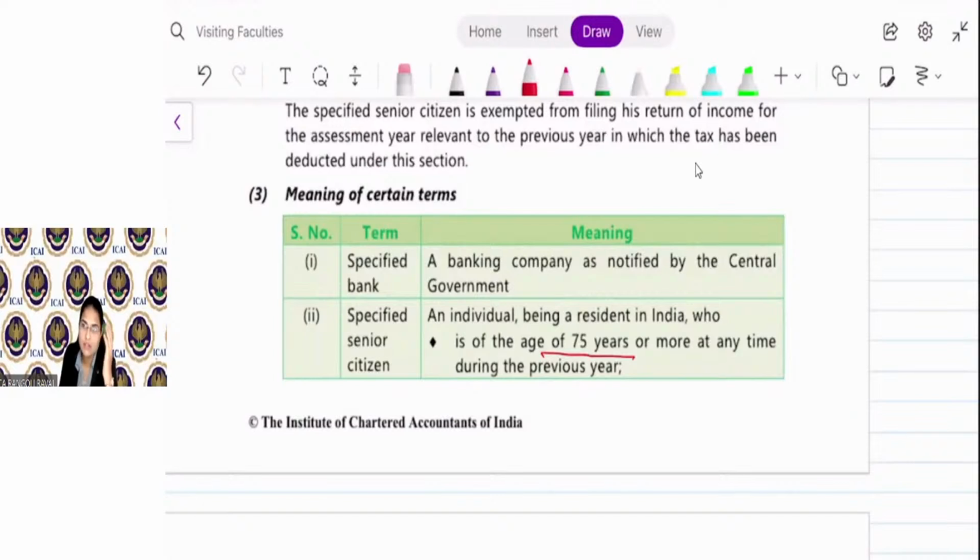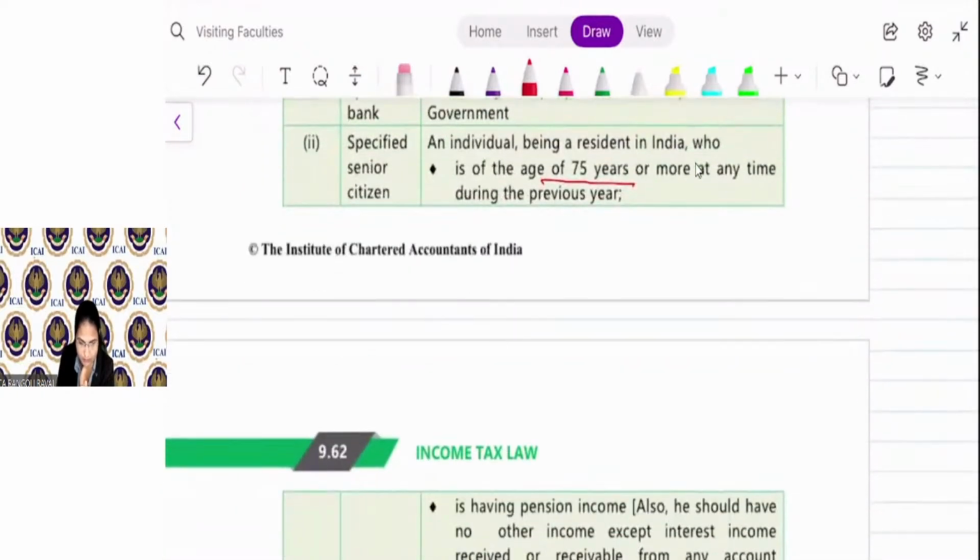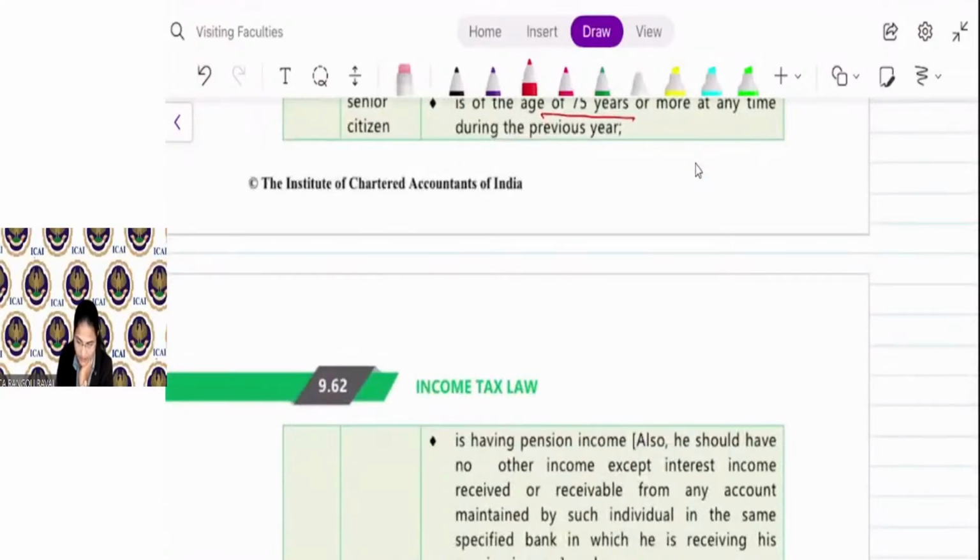194P. See, my dear friend, you all have to ignore the super senior citizen and the senior citizen. Here the specific definition is given. You have to focus on that definition only. So an individual being a resident in India who is of the age of 75 years or more at any time during the previous year, both are covered, and is having pension income.